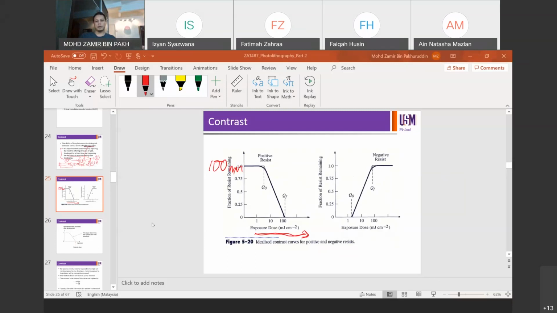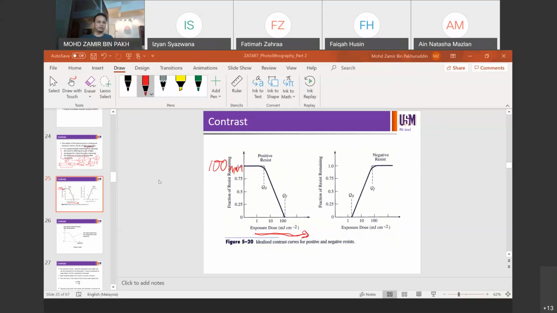So let's talk about positive resist now. So apa jadi sekarang kat Q0 tu? And what happens next? Anyone else? Sementara Amirah nak type, Hazika?